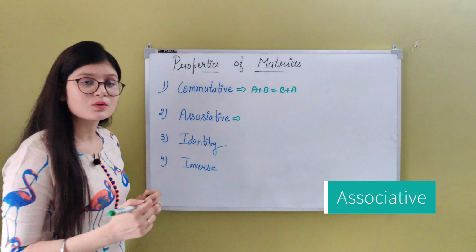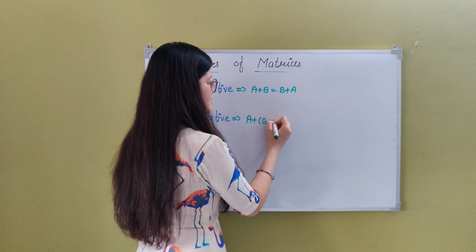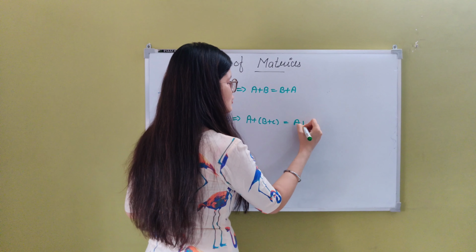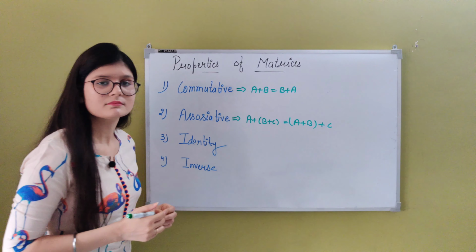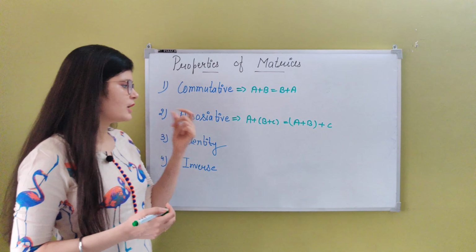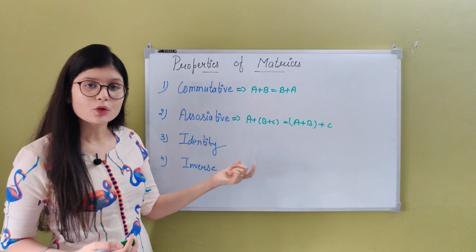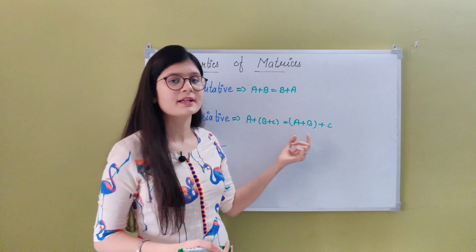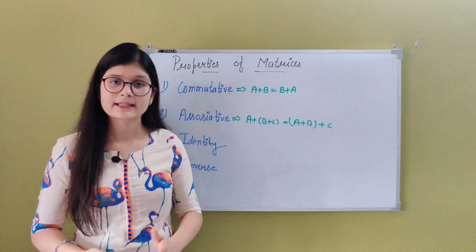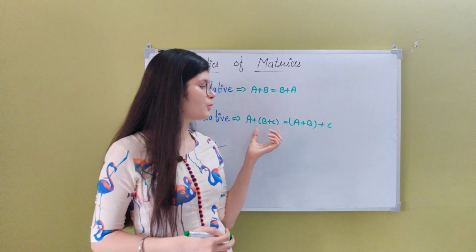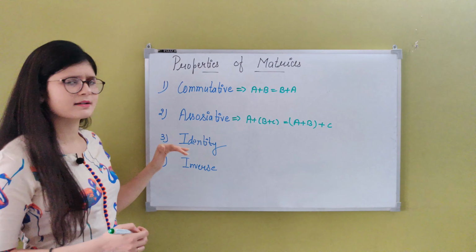And what is the associative property? That is, (a plus b) plus c is equal to a plus (b plus c), which implies that you can add b plus c initially and then add a, or you can add a plus b first and then add c to it. It makes no difference. You are going to get the same answer from both. I guess both properties are clear to you.